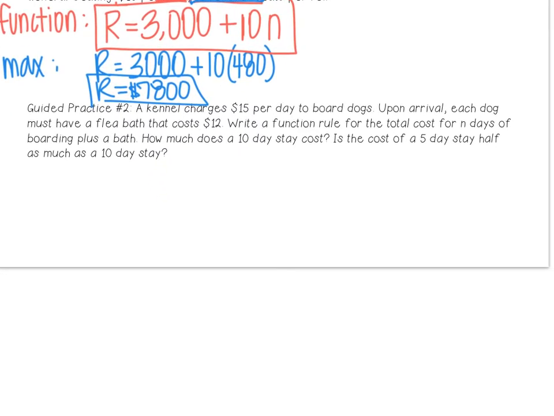Guided practice number 2: a kennel charges $15 per day to board dogs. Upon arrival, each dog must have a flea bath that costs $12. Write a function rule for the total cost for N days of boarding plus a bath. How much does a 10-day stay cost? Is the cost of a 5-day stay half as much as a 10-day stay? Pause the video and answer this question, and then resume the video when you're finished.